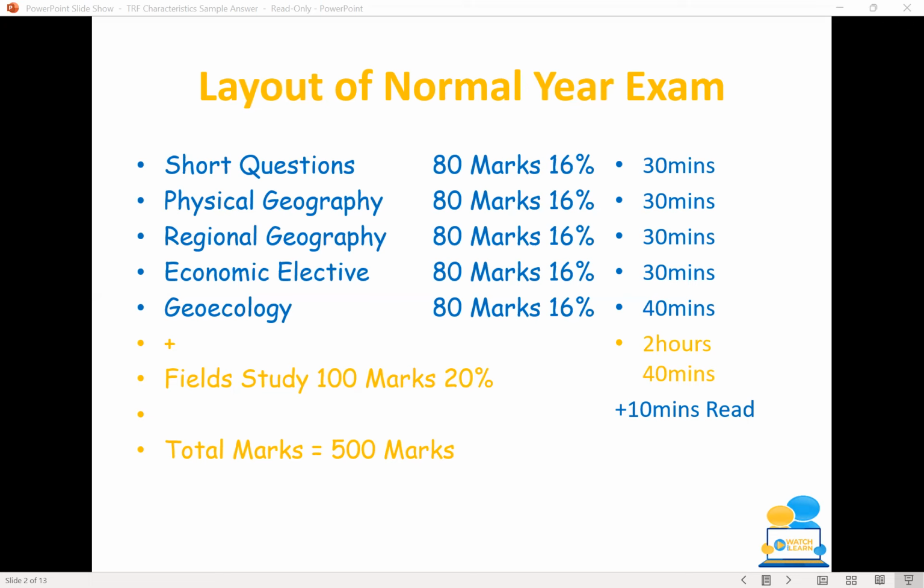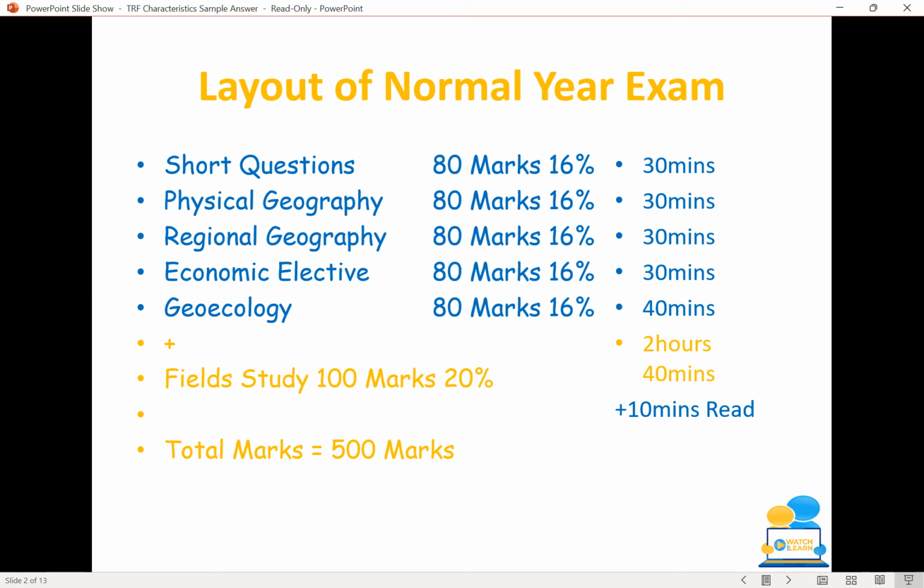If you're going to do it the normal way, then you're going to be looking at each of these sections, and that's the amount of time you'll be putting into each of them. Now, there is a little bit of a difference with the geoecology section. Yes, it's worth 80 marks as well, worth 16% of the overall paper.